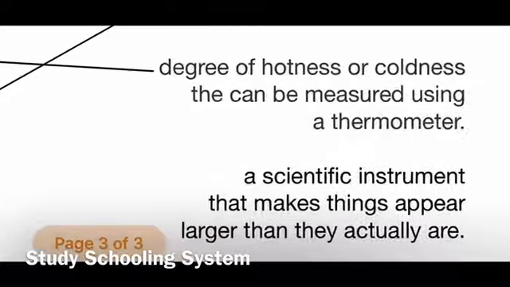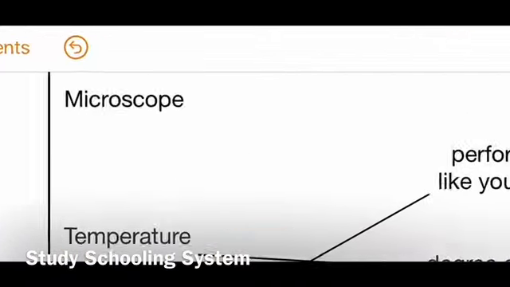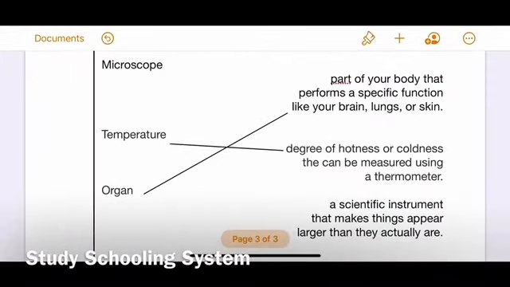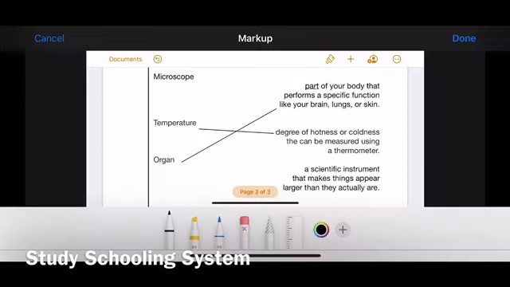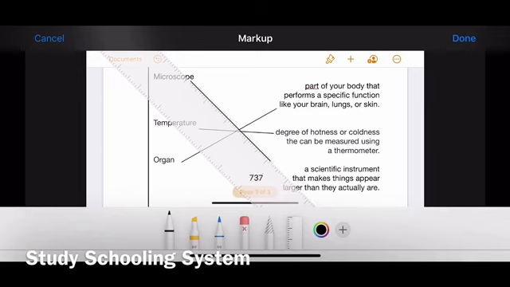So now only the last definition is left. So obviously it's for microscope. But let's see what it means. Microscope means a scientific instrument that makes things appear larger than they are. We also read this today. So match your ruler and done.